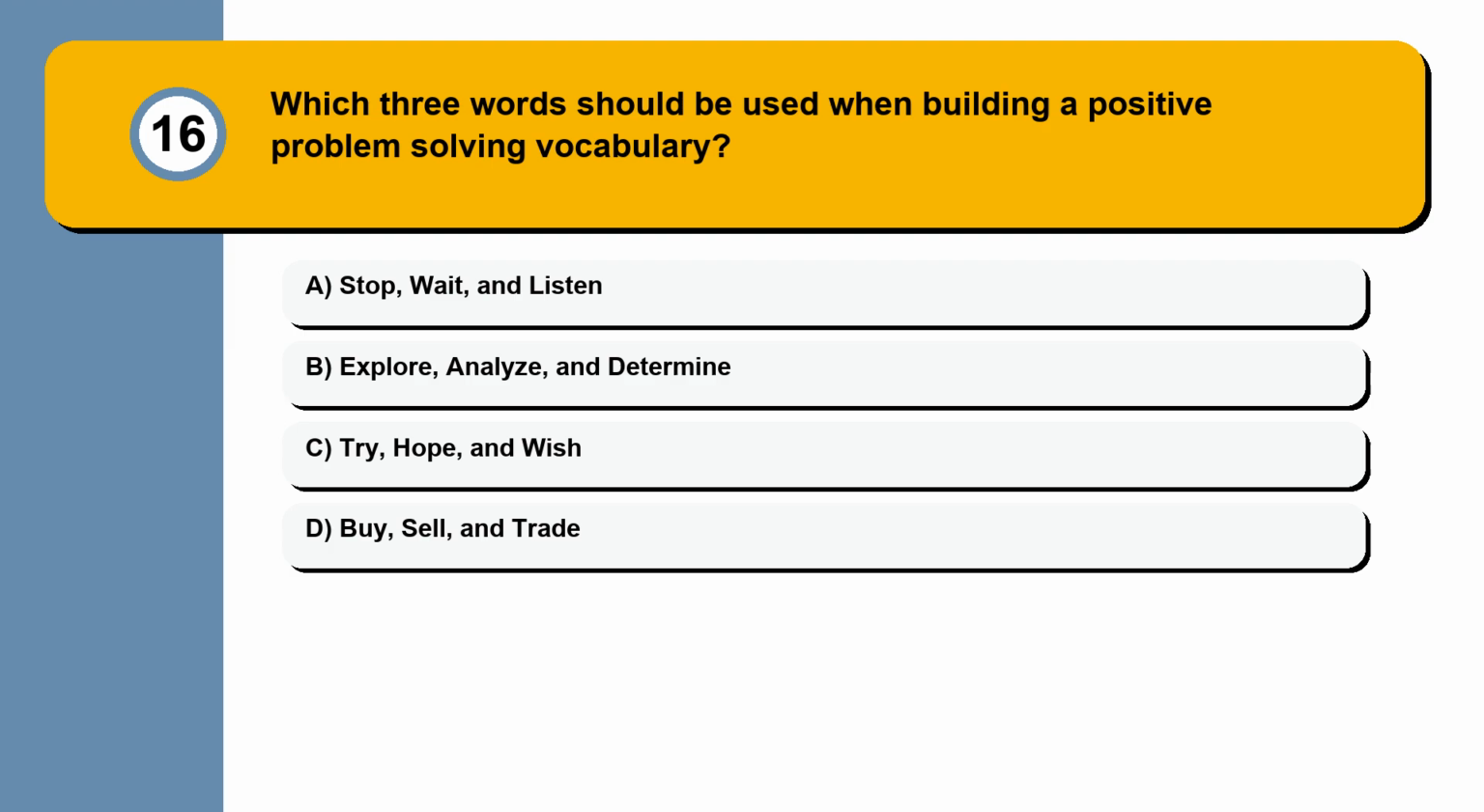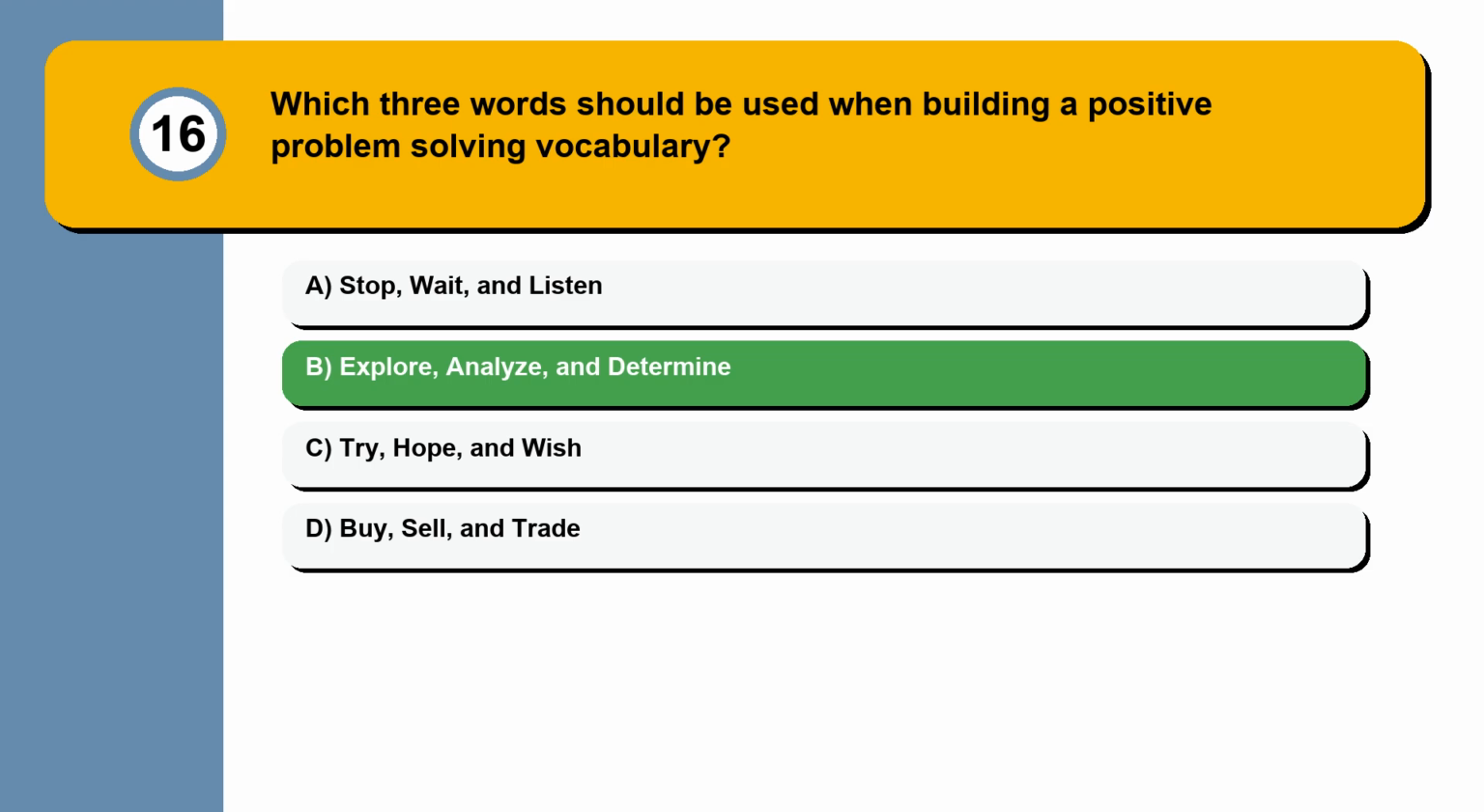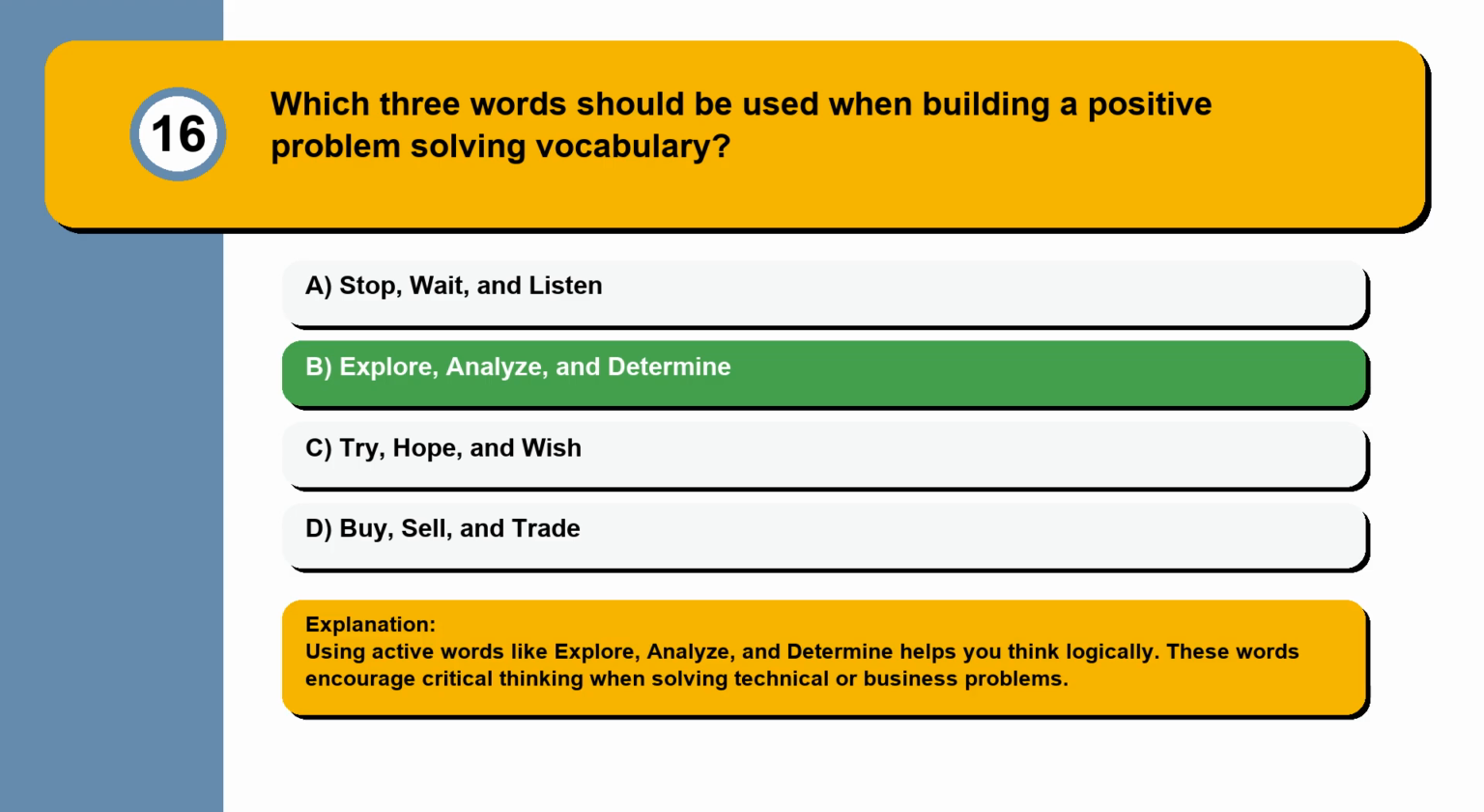Question 16. Which 3 words should be used when building a positive problem-solving vocabulary? Stop, wait, and listen. Explore, analyze, and determine. Try, hope, and wish. Buy, sell, and trade. Using active words like explore, analyze, and determine helps you think logically. These words encourage critical thinking when solving technical or business problems.